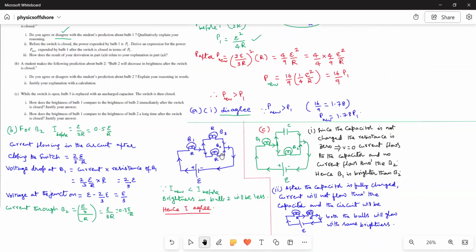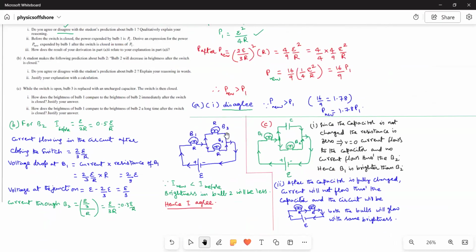See this one. Here, after closing the switch, this is the circuit. Am I right? And then for B2, the current, initially both the bulbs are in series, therefore the current flowing through the second bulb is also same as the first bulb, and therefore the current in the second bulb is equal to 0.5 E by R. Now current flowing in the circuit after closing the switch is 2 by 3 E by R. This we already found.